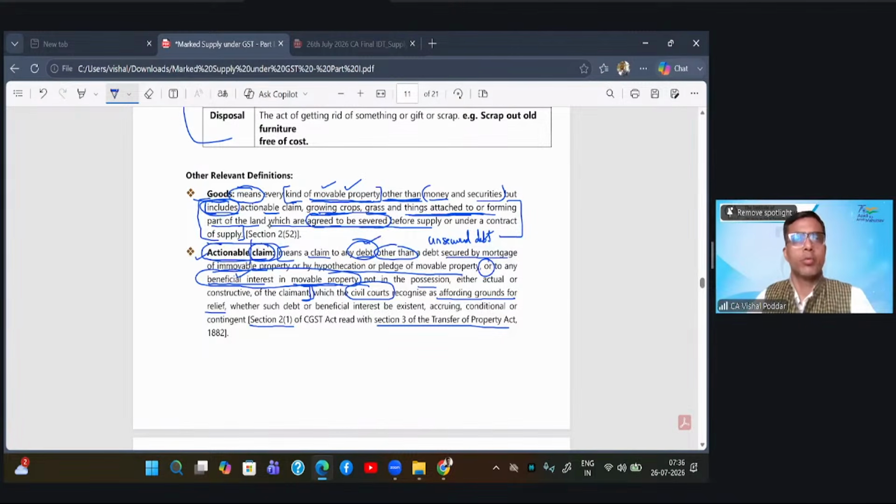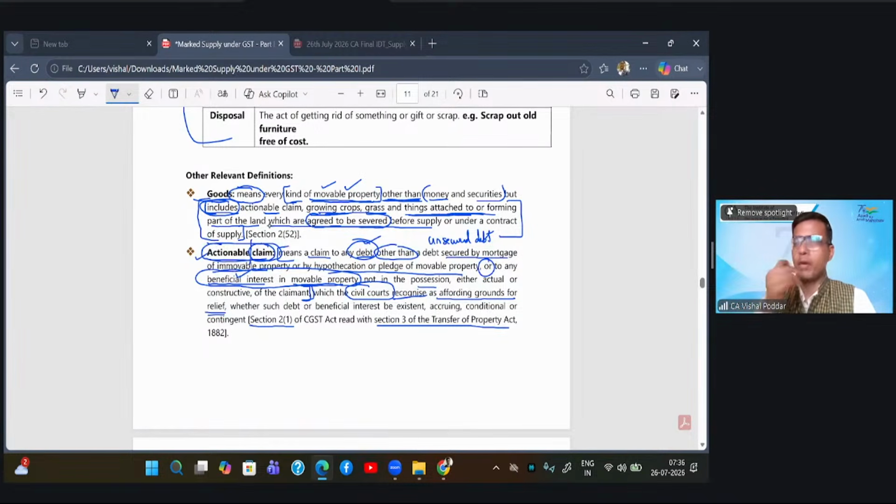Understand this. So why is the word actionable used? Actionable means if the person is not returning your money, not returning your movable property, you can file a suit, file a case against that person for recovery, and civil courts will accept your case and give you the relief. That is what is an actionable claim.